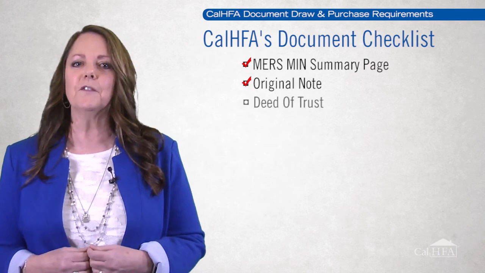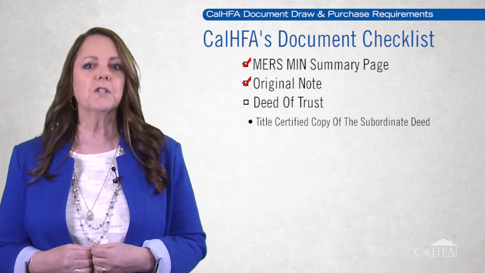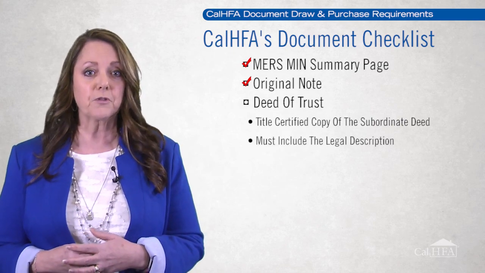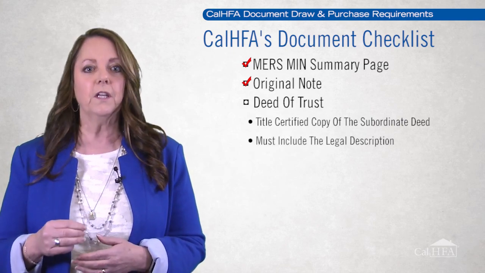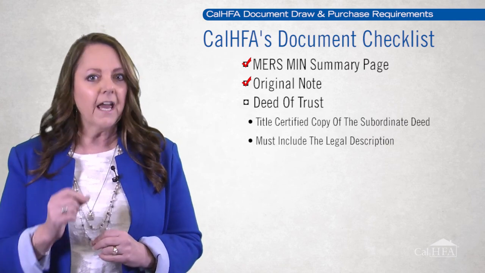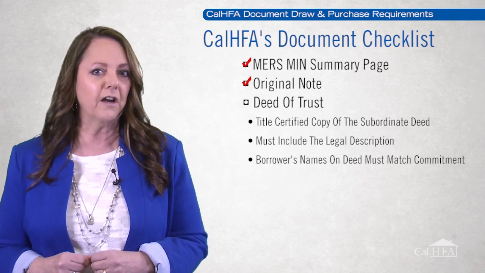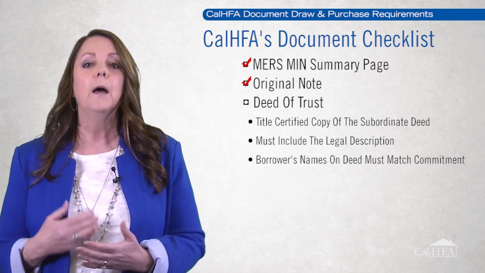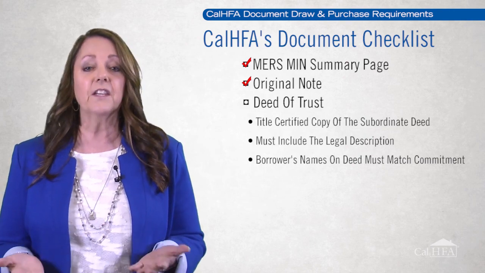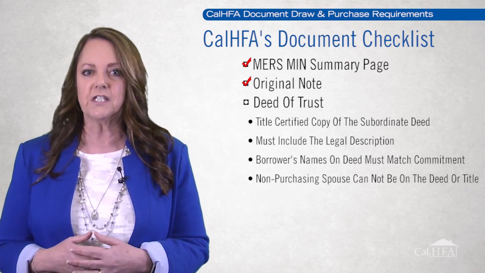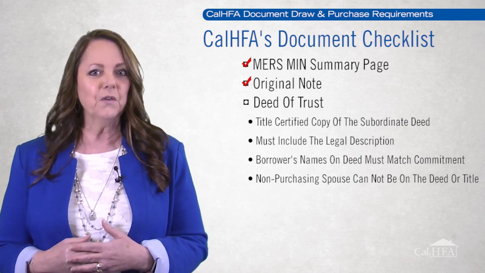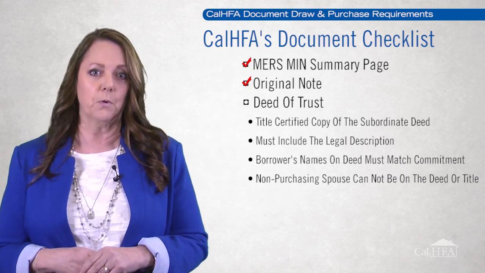Next up is the deed of trust. We need the title company certified copy of the subordinate deed. You must include the legal description in the body of the deed, or you can use "See Attached" and attach a copy of the legal description. Check to make sure the borrower's names are correct, because the borrower's names on the deed must match the names listed on the commitment. Please remember, CalHFA does not allow a non-purchasing spouse to be on title or on the deed. Also note, vesting is not required on the subordinate deeds.